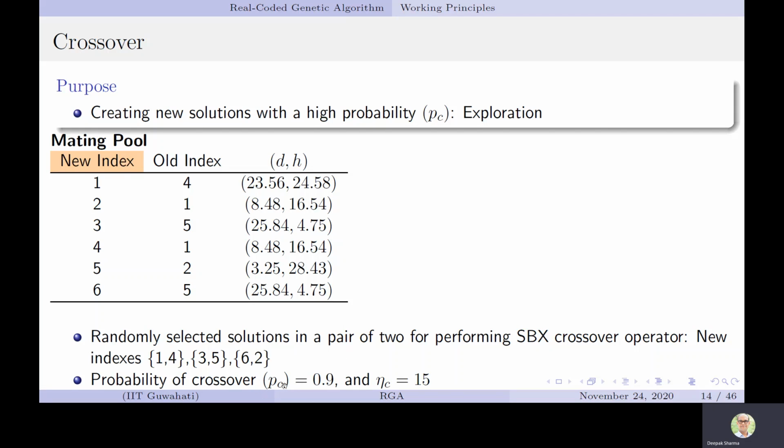These are some values: probability of crossover 0.9, eta c equals 15. These are some user defined parameters. So let us understand the crossover operator.